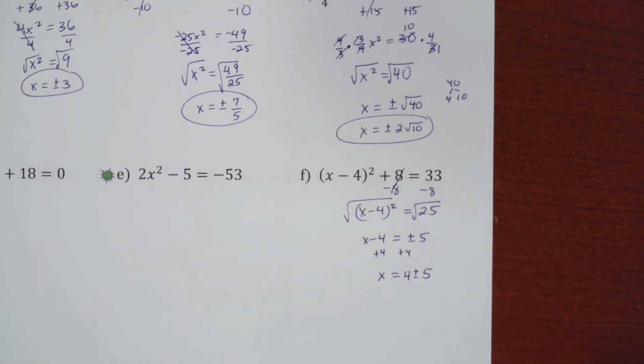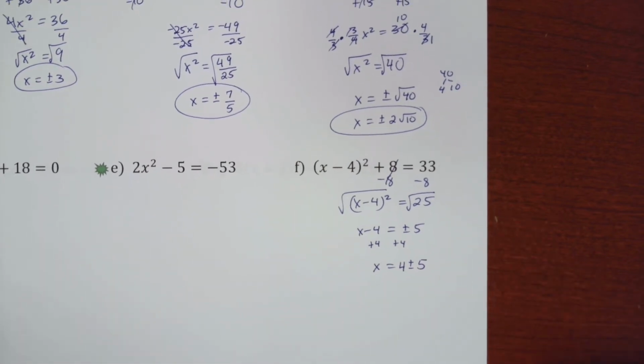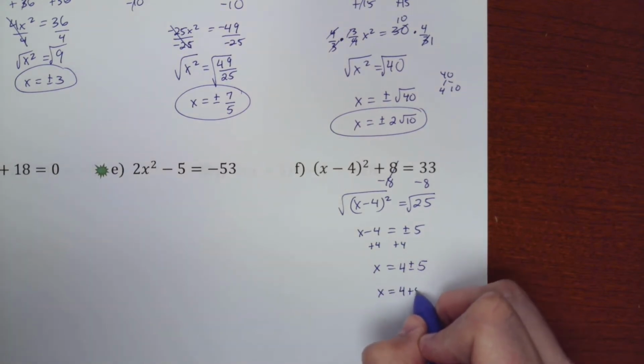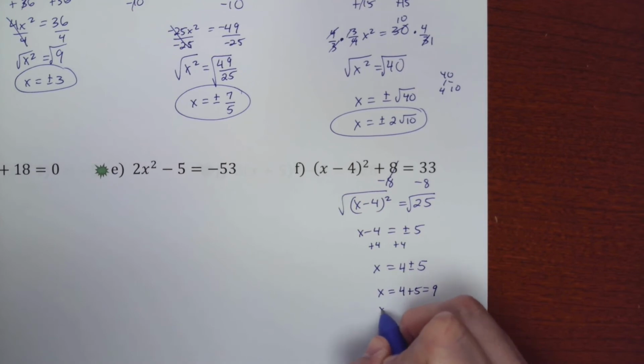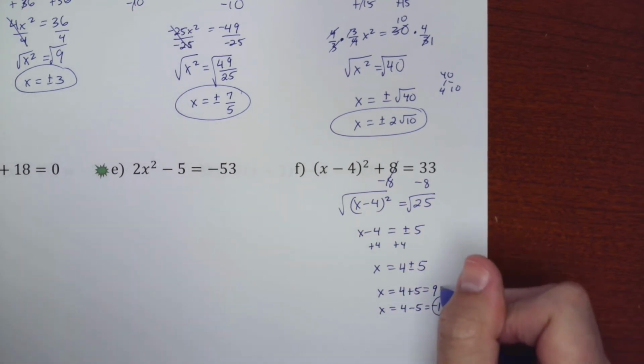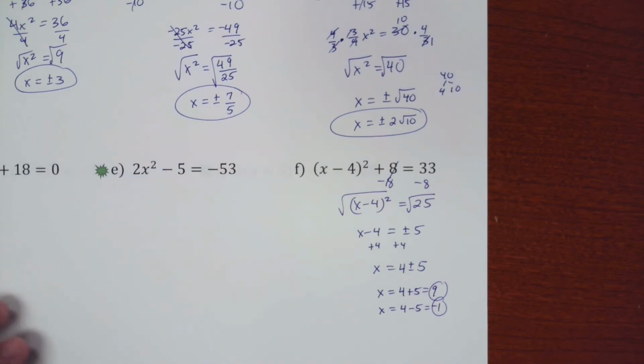So now I have, it's kind of like the quadratic formula, like we had the plus or minus in there. So now I have 2 answers. One of them is 4 plus 5, meaning it's 9, and the other one is 4 minus 5, meaning it's negative 1. So there are my 2 answers.